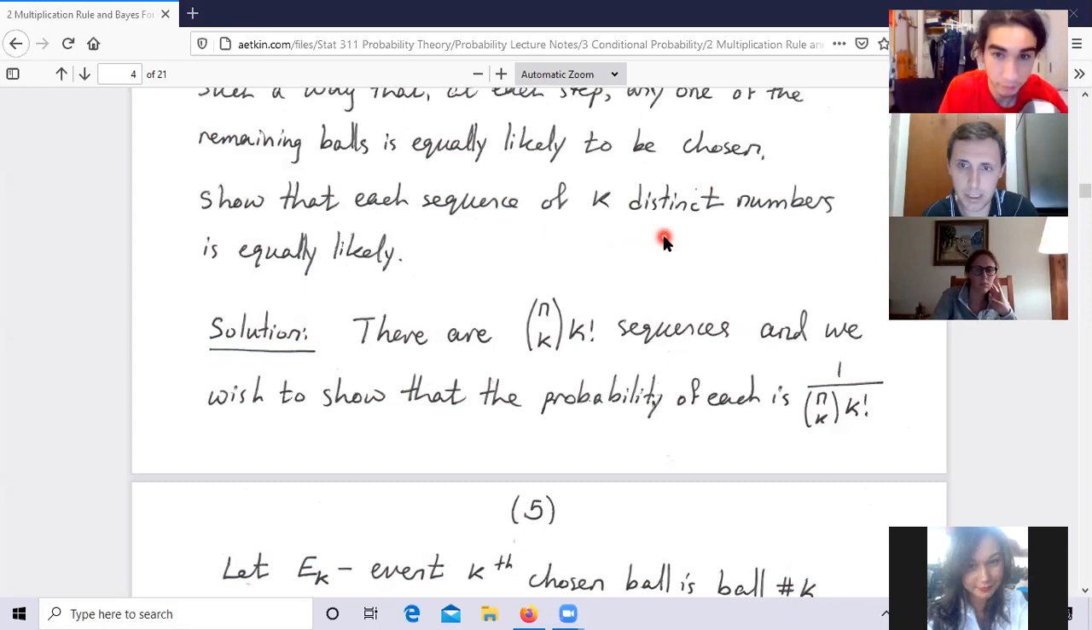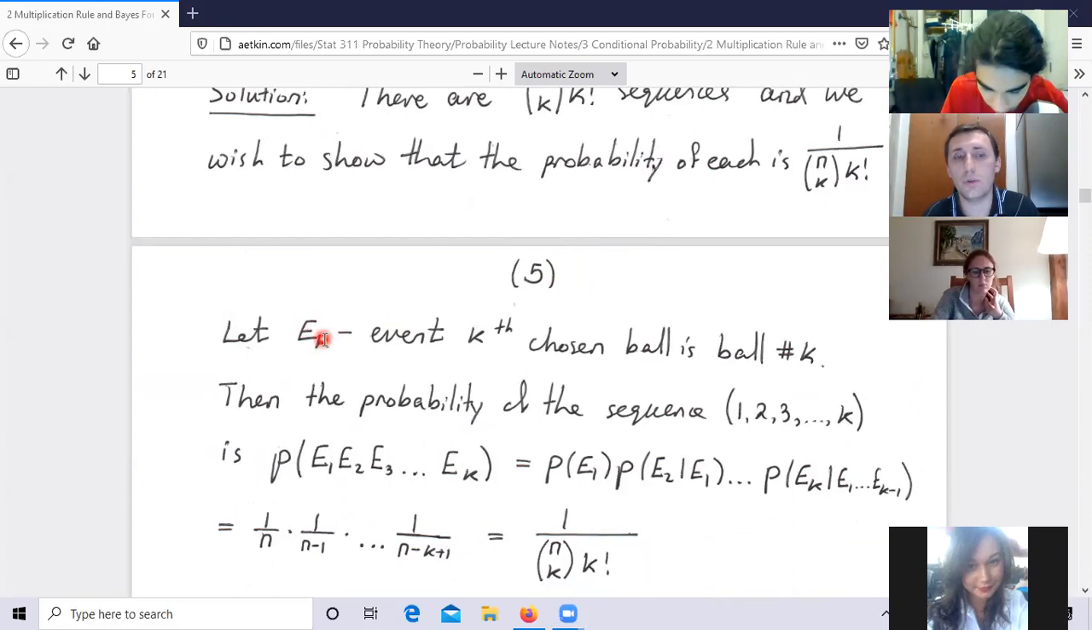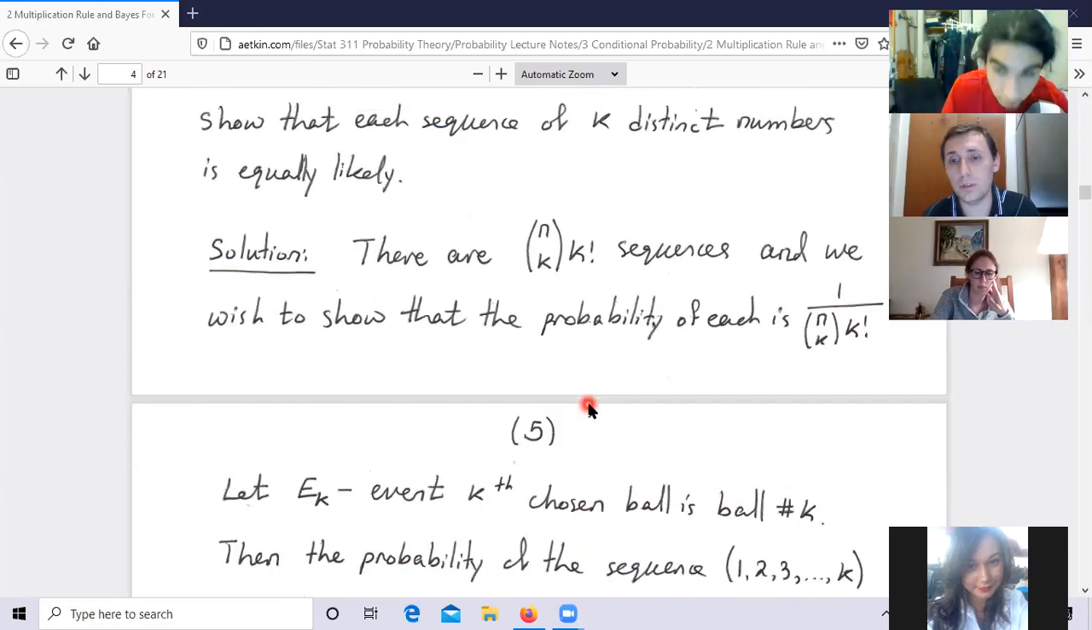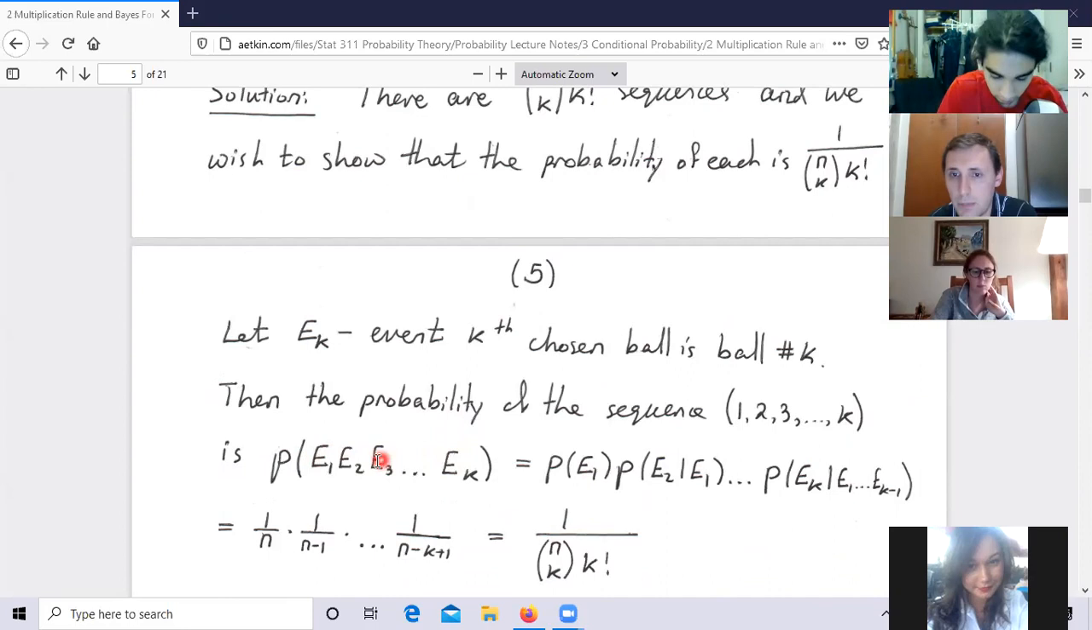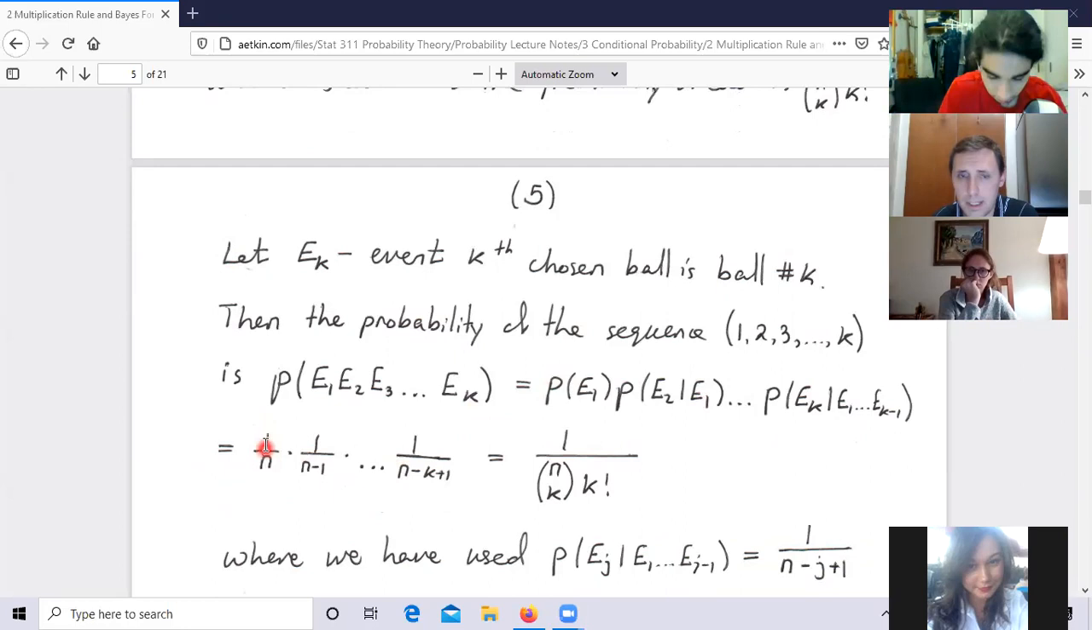Let's suppose that I use the same letter, but let's say J, E sub J, the event that the J-th chosen ball is ball number J. So that means E1 is the event that the first ball picked is 1. E2 is the event that the second ball picked is 2 and whatnot, right? So I want to calculate the probability of this intersection because that generates a sequence. According to this multiplication rule, that will be the probability of E1, in other words, the probability that the first ball chosen is 1, times the probability that the second ball chosen is 2, given that the first ball was E1, and onwards, yes? And then it's very easy to see that the first probability is by assumption 1/N, the next probability is 1/(N-1), the next 1/(N-2), all the way to 1/(N-k+1), yes? And if you calculate it, what is this? This is just n choose k divided by k factorial in the denominator.